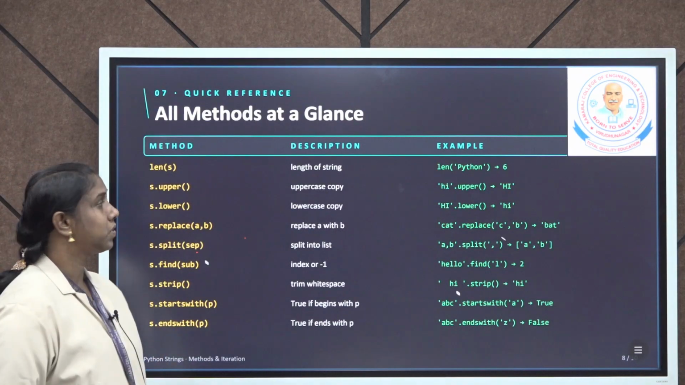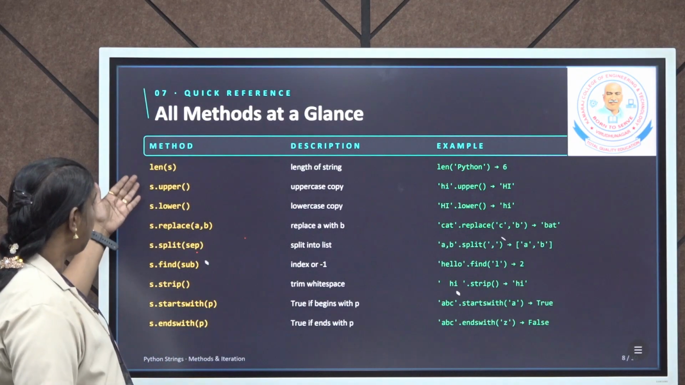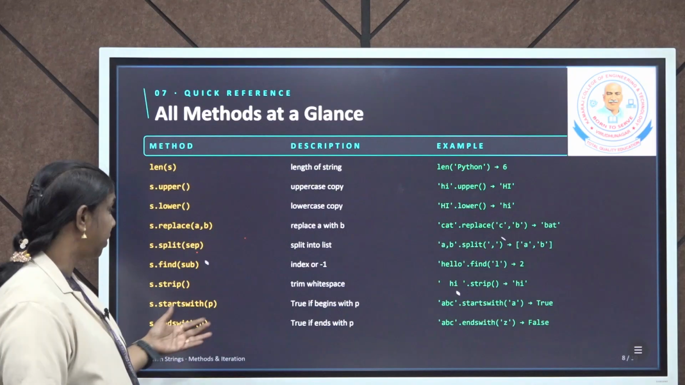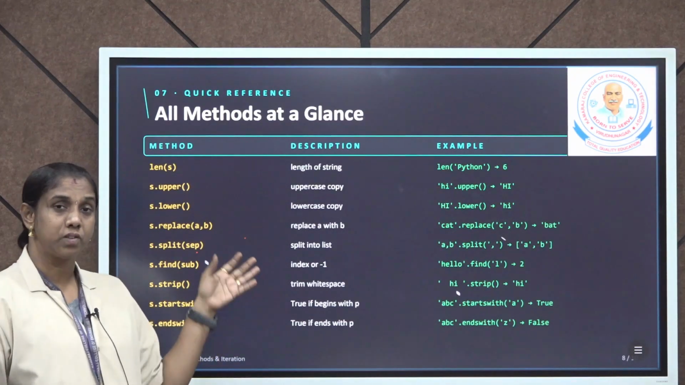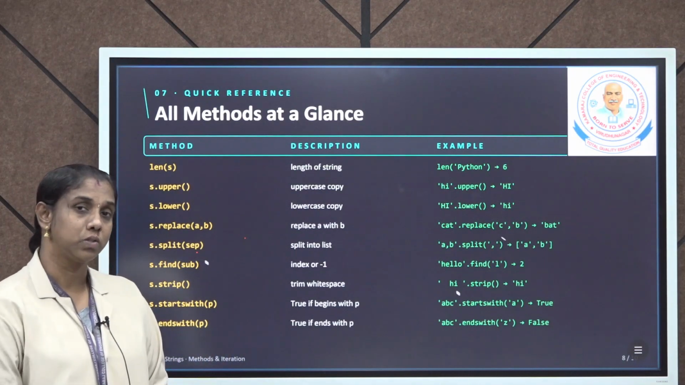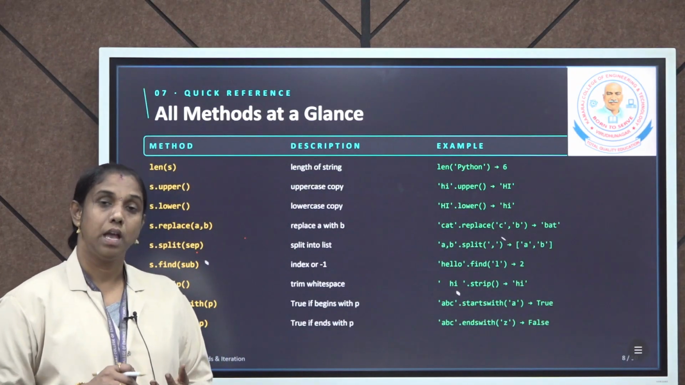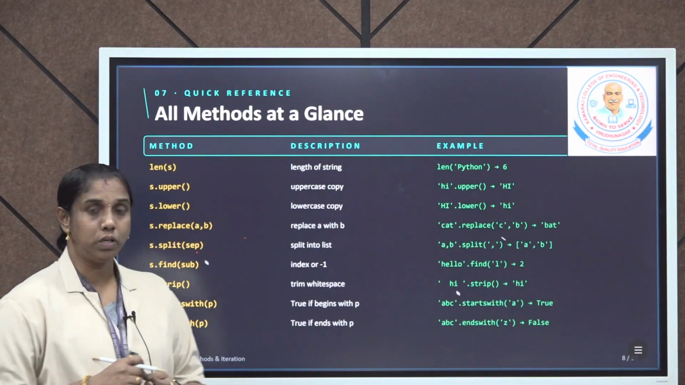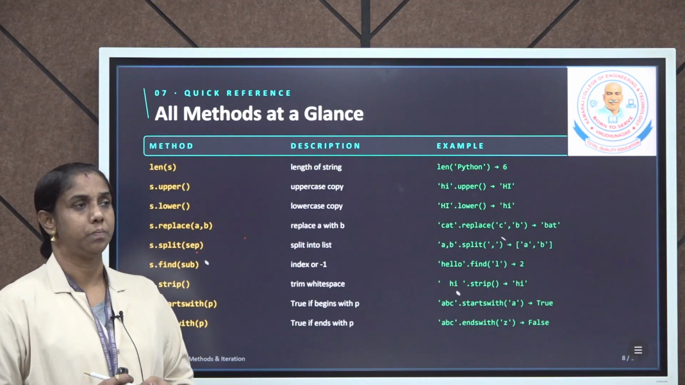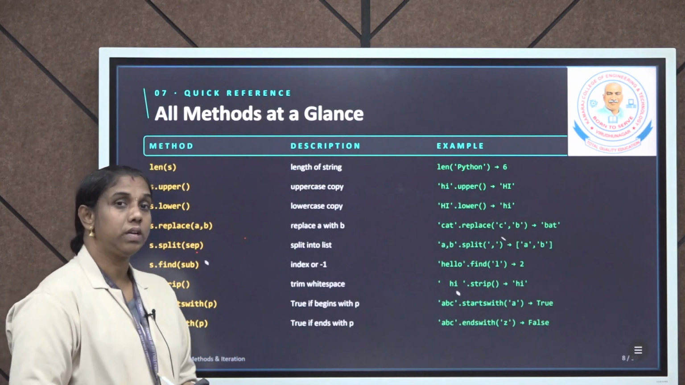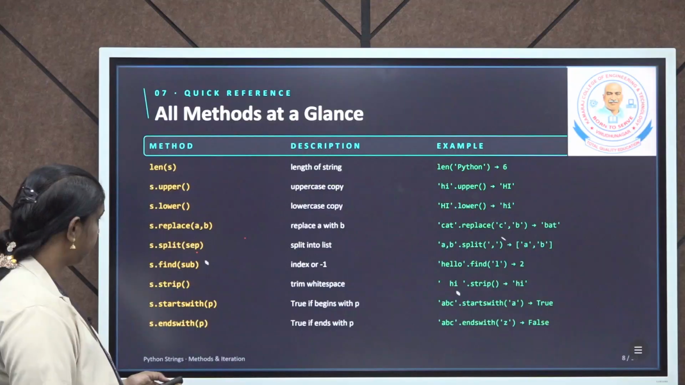So these are all the methods we discussed: length, upper, lower, replace, split, find, strip, startswith, endswith. This is a limited set of built-in functions which I discussed here. Apart from this, you can also see isupper, islower, min, max. After that, you can count occurrences in the string. There are so many built-in functions for strings. You can refer to them one by one.